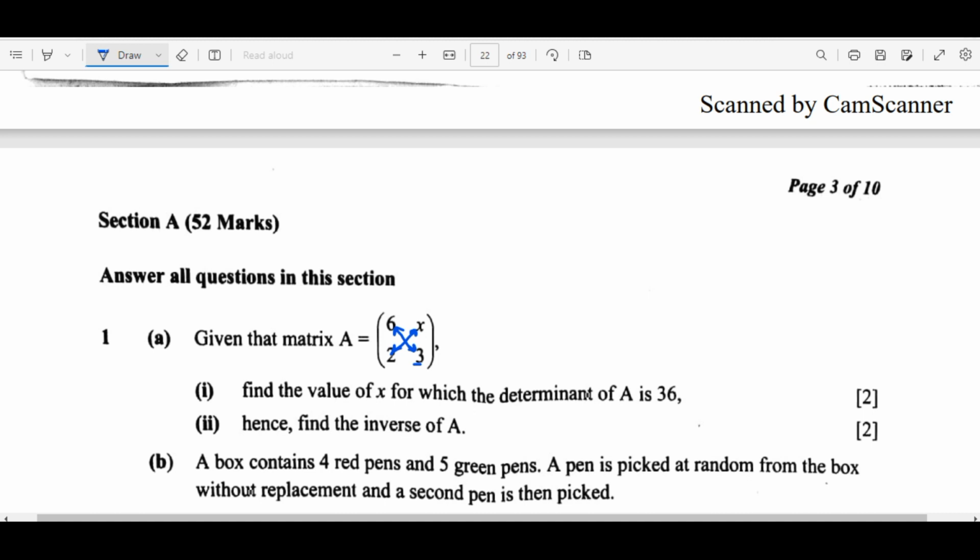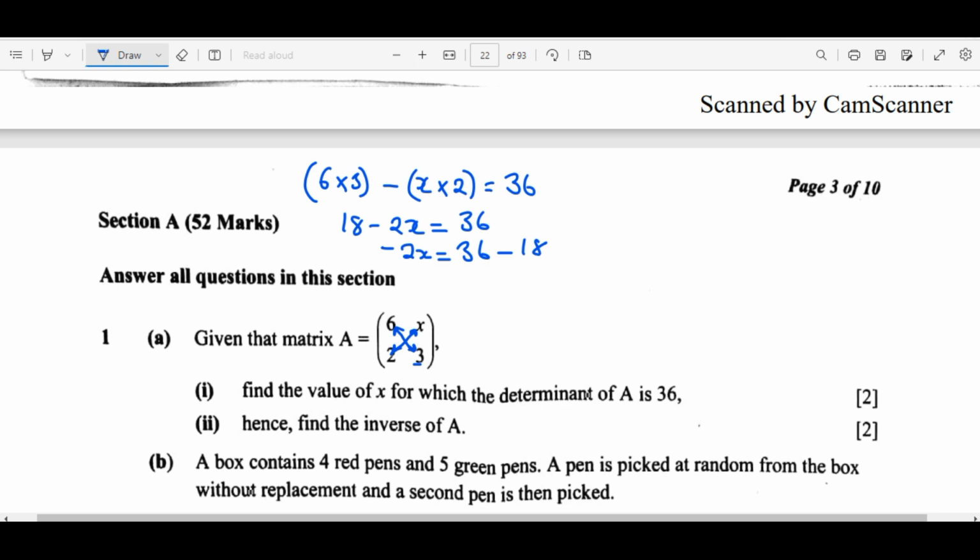That is, we start with 6 times 3 in brackets, and then we subtract x times 2 in brackets, which is equal to 36, because 36 is the determinant. Here when we multiply 6 times 3, we have 18, and x times 2 gives 2x, equal to 36. Then what are we going to do? Simple mathematics here. So 2x is equal to 36 minus 18.